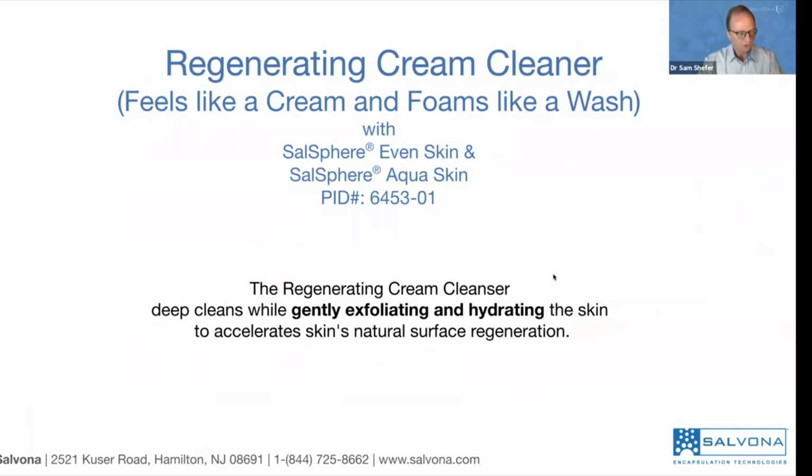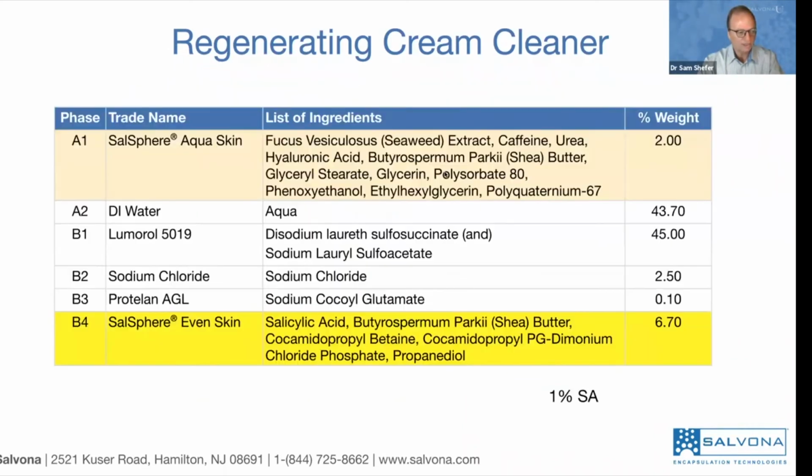So let's move on to the regenerating cream. This is a product that feels like a cream, but it is used as a wash. So it contains SalSphere Even Skin. This is the medicated product, and Aqua Skin, and this is to moisturize and hydrate the skin. Let's look at the formula.